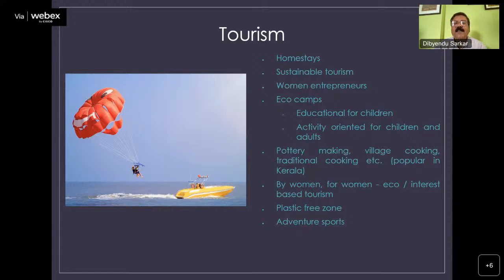Tourism, homestays, sustainable tourism, women entrepreneurs, eco camps might be good, educational activities for children, activity-oriented for children and adults. Maybe people will go and do pottery making, cooking in a village setting, traditional cooking, which is very popular in Kerala. Why not in Sundarban? And by women for women, eco-interest based tourism might be another very interesting option there. Sundarban has been declared a plastic free zone, but what I'm saying is it has to be enforced. Certain adventure sports can also be promoted in certain areas of the Sundarban by the sea. What other states are doing, we are pretty slow in adopting, so that can also be done. Next one.